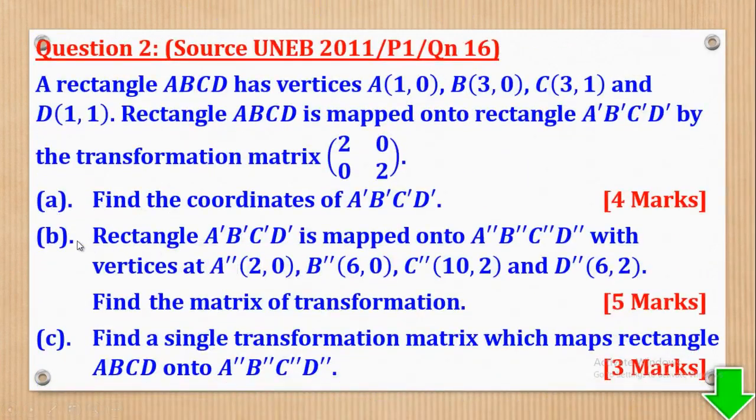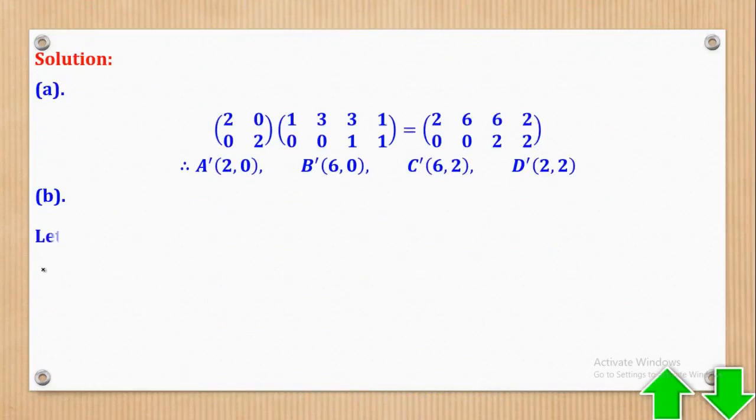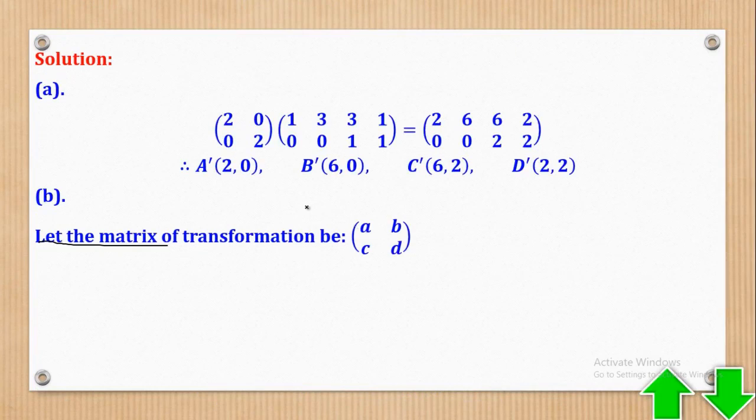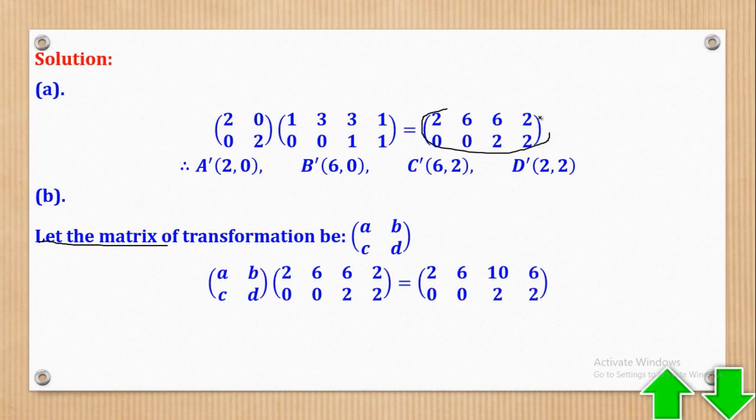So part B says rectangle A prime, B prime, C prime, D prime is mapped onto A double prime, B double prime, C double prime, D double prime, with the vertices given. Find the matrix of transformation. So they have given you the object and the image, and they want the matrix of transformation. Therefore, you come here and write: let the matrix of transformation be A, B, C, D. You have the object, which is this one, and the image was given, which is that.